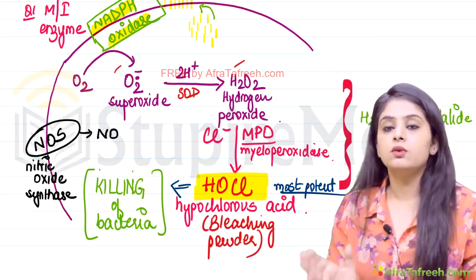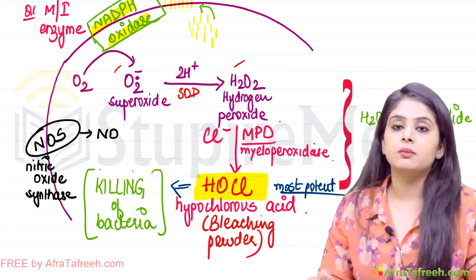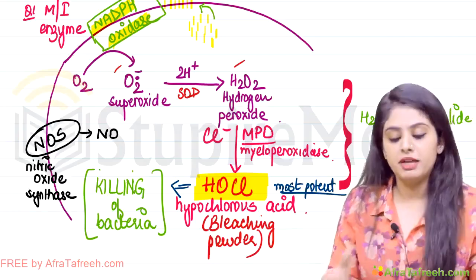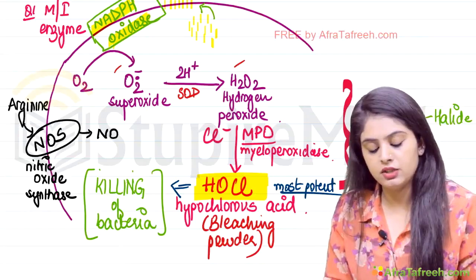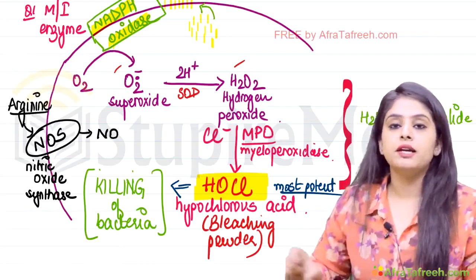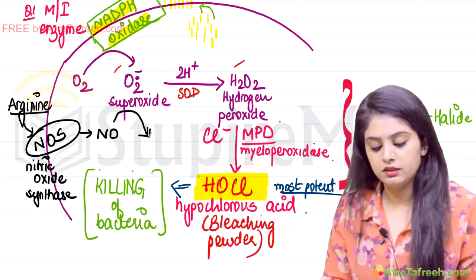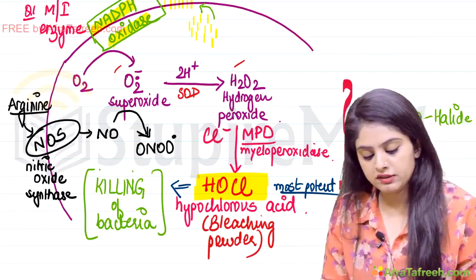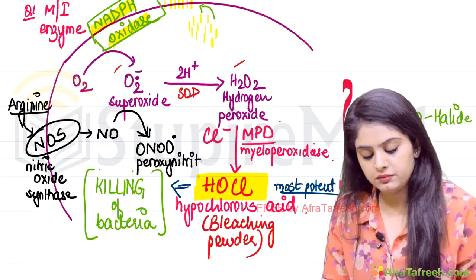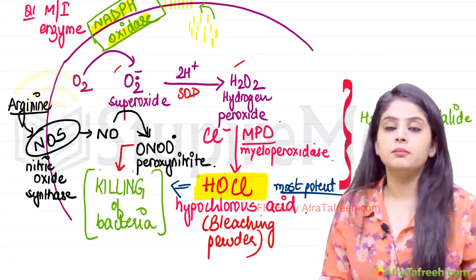But going back to our biochemistry review, linking it with biochemistry, nitric oxide is formed from which amino acid? It comes from arginine. Correct. So arginine forms nitric oxide. Nitric oxide then combines with the superoxide that we have to form something known as peroxynitrite. And this peroxynitrite then causes killing of the bacteria.